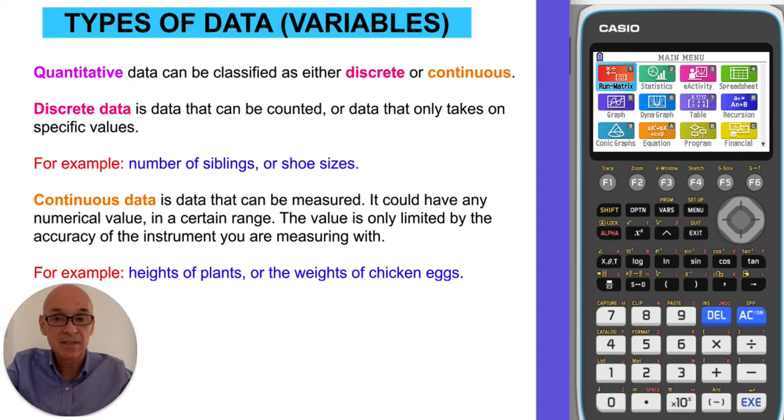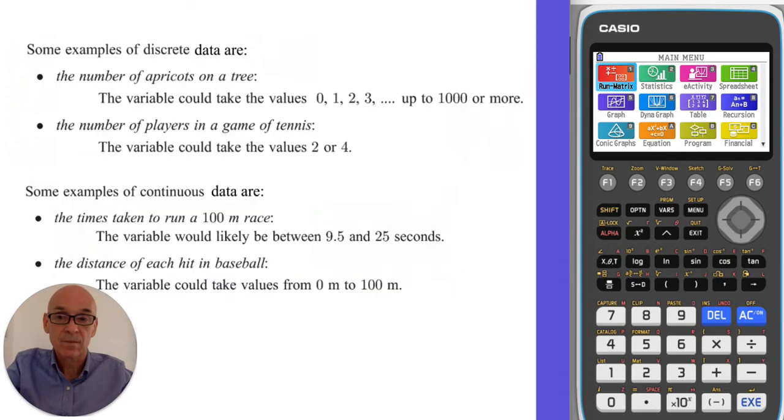Whereas continuous data is data that can be measured, and it can theoretically have any numerical value in a range from a minimum to a maximum, and the value is only limited by the accuracy of the instrument that you're measuring it with. Examples here: heights of plants or the weights of chicken eggs.